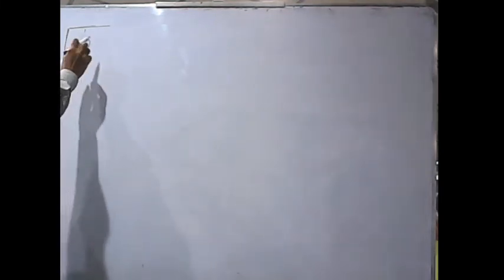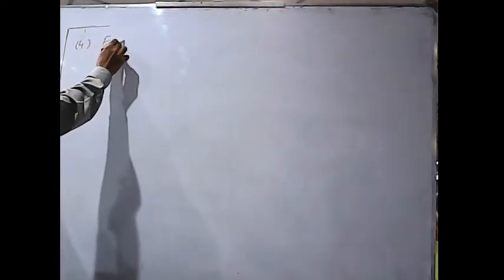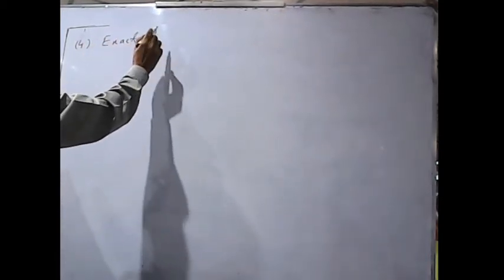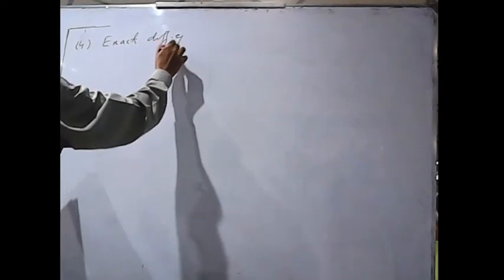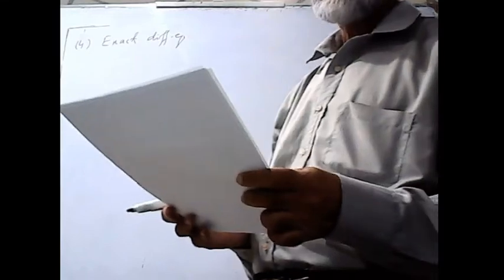Last time we discussed the first order differential equation. First form: separable variable. Second: homogeneous. Third: non-homogeneous in two different cases. So today we discuss form number 4, exact differential equation or exact form.